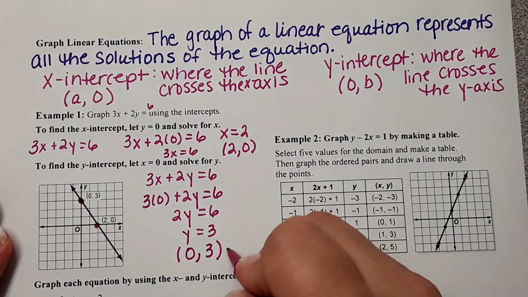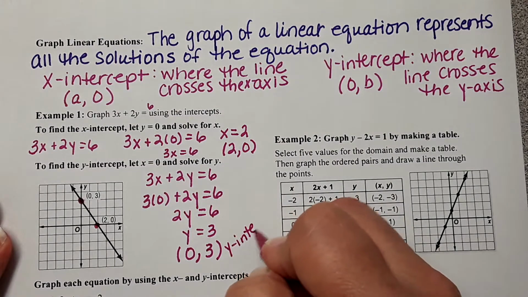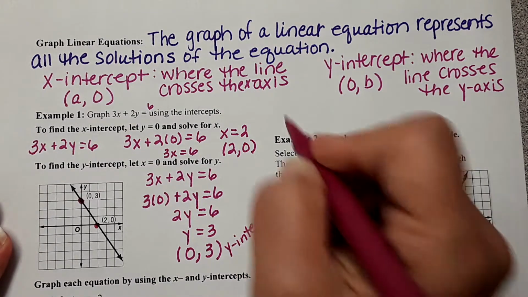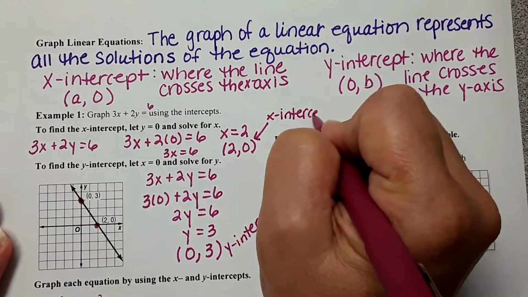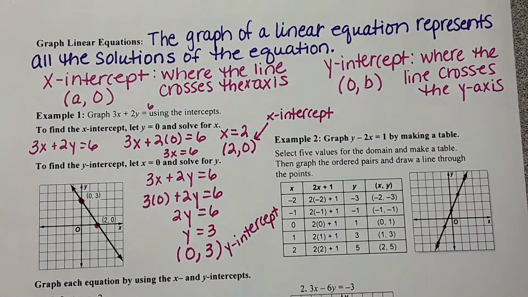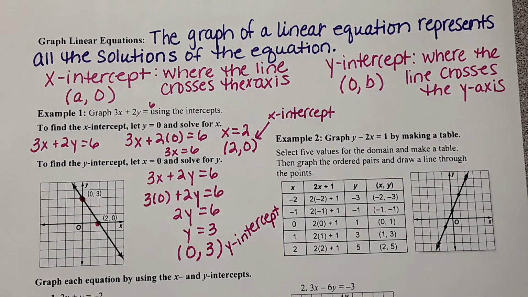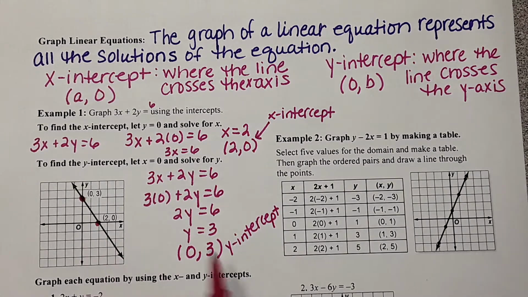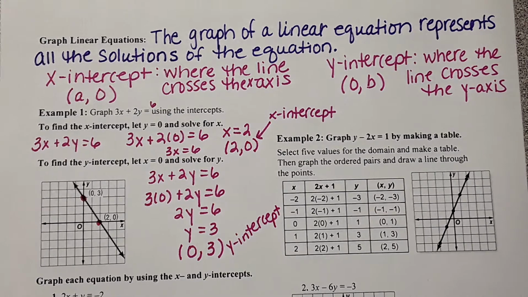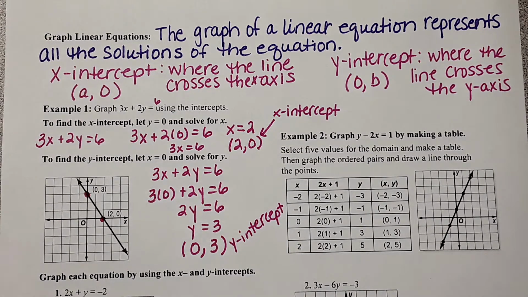So this is your y-intercept. This is your x-intercept. And then I graph them. This one goes on the x-axis, (2, 0). This one goes on the y-axis, and then we connect them. So we're going to concentrate on examples 1 and 2, okay? Can I move this? Yes.